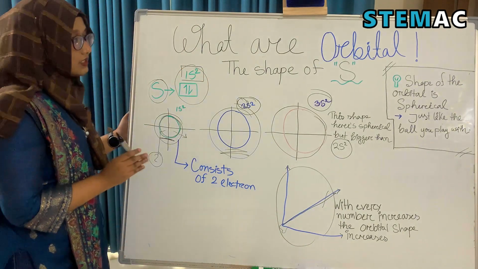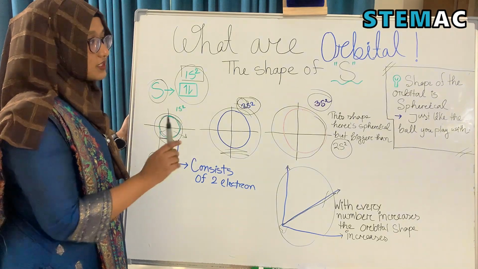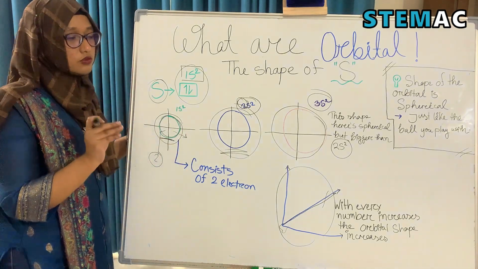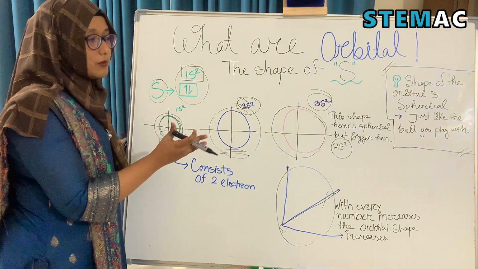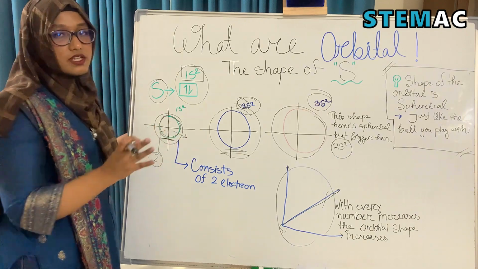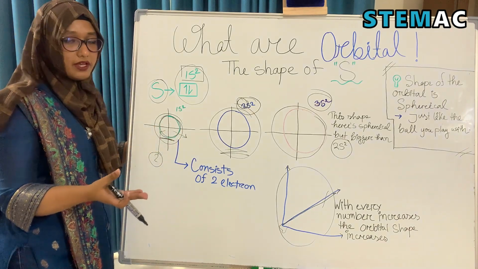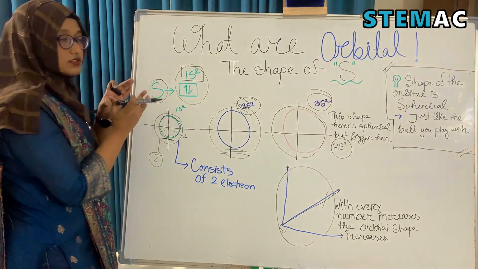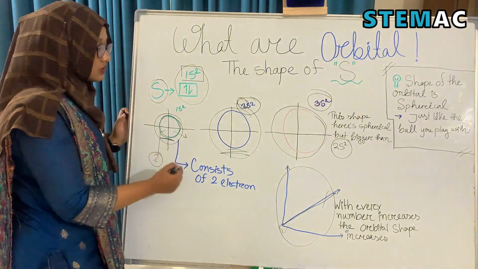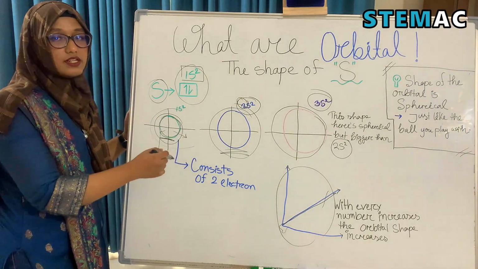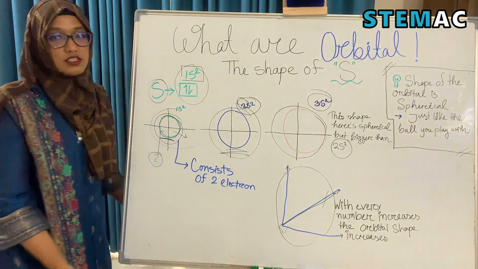Overall, we need to know these main points. The shape of the s orbital is spherical, just like a football you play with in the playground, and it consists of two electrons. The orbital increases in size with the number every time. That's the s shape.